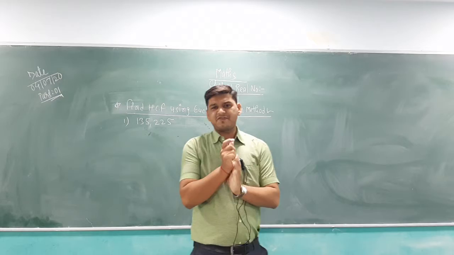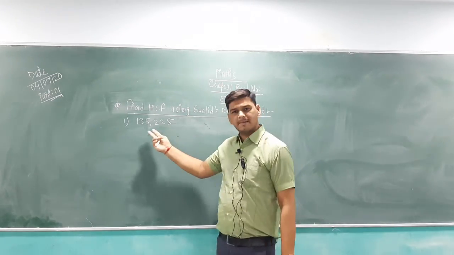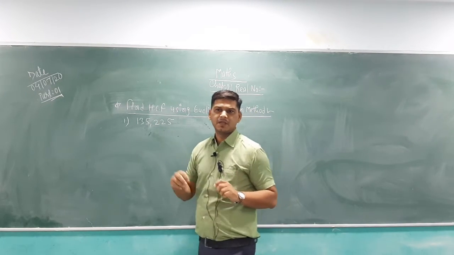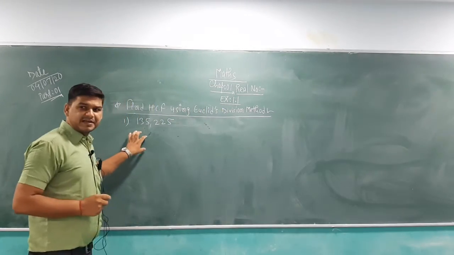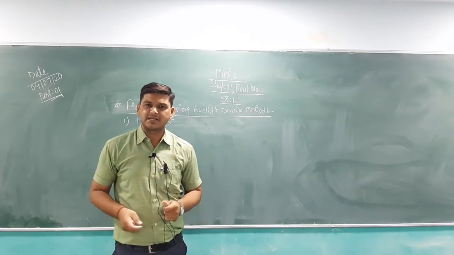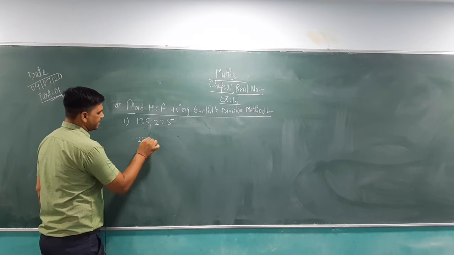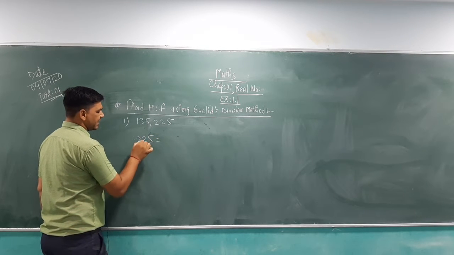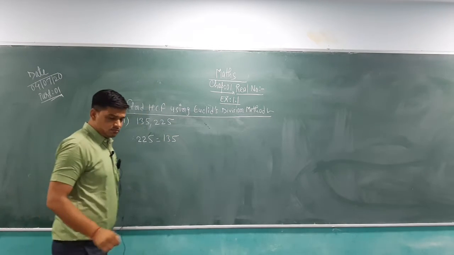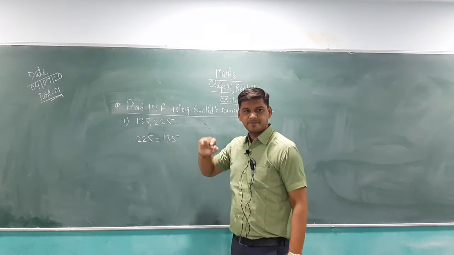First we have to verify which is the smaller number and which is the larger number. In 135 and 225, the smaller number is 135 and the larger number is 225. So we take 225 as the larger number and compare it with the smaller number 135. How can it be divided?